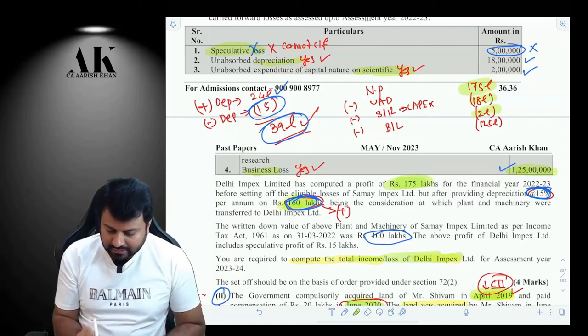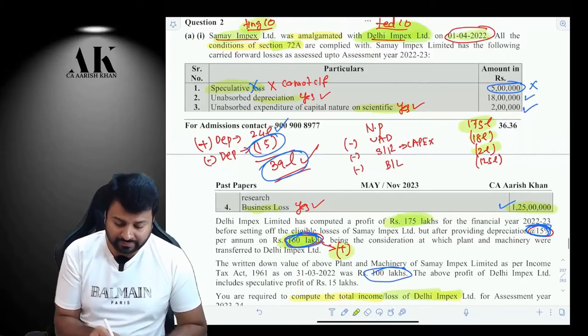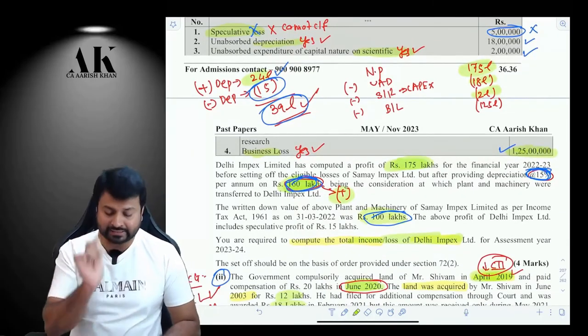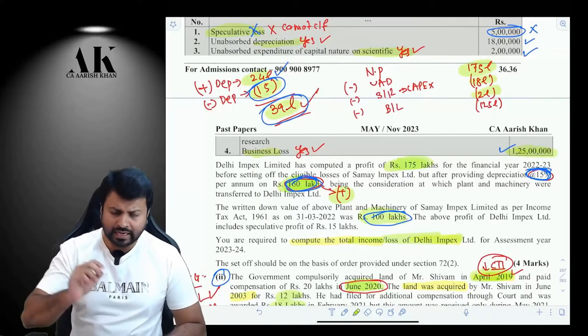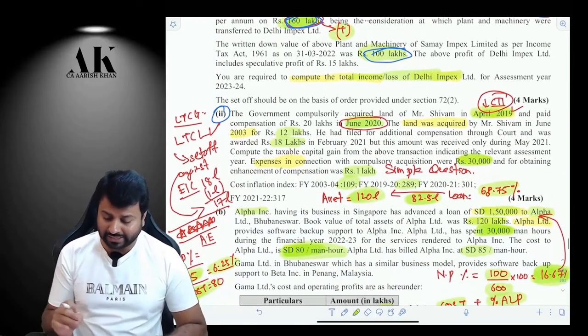So whatever depreciation comes on 160 lakhs, that is the consideration, purchase consideration, that is 160 lakhs into 15%, that I will add back. Okay. And what is the WDV? WDV is 100 lakhs. And therefore, on 100 lakhs, I will take 15% reduction. After doing all these things, I'll get my profit as what? 39 lakhs, which is subject to tax. That will be chargeable to tax.